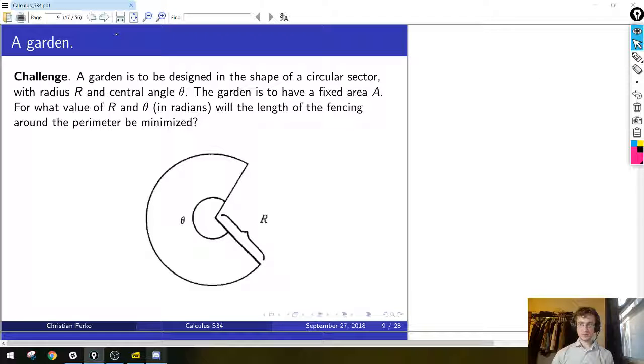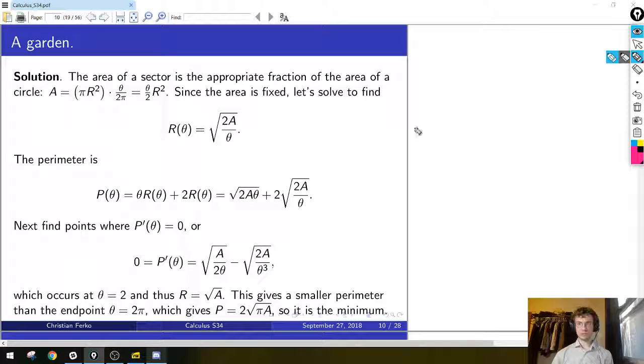To do that, we had to eliminate some variables. We wrote area in terms of theta and r, and said area is a constant. So we used that to eliminate one of the variables, in this case r, by substituting in this formula in terms of a constant. We got a function of one variable theta, which we extremized by taking the derivative, and then got the minimum. It was another nice problem.